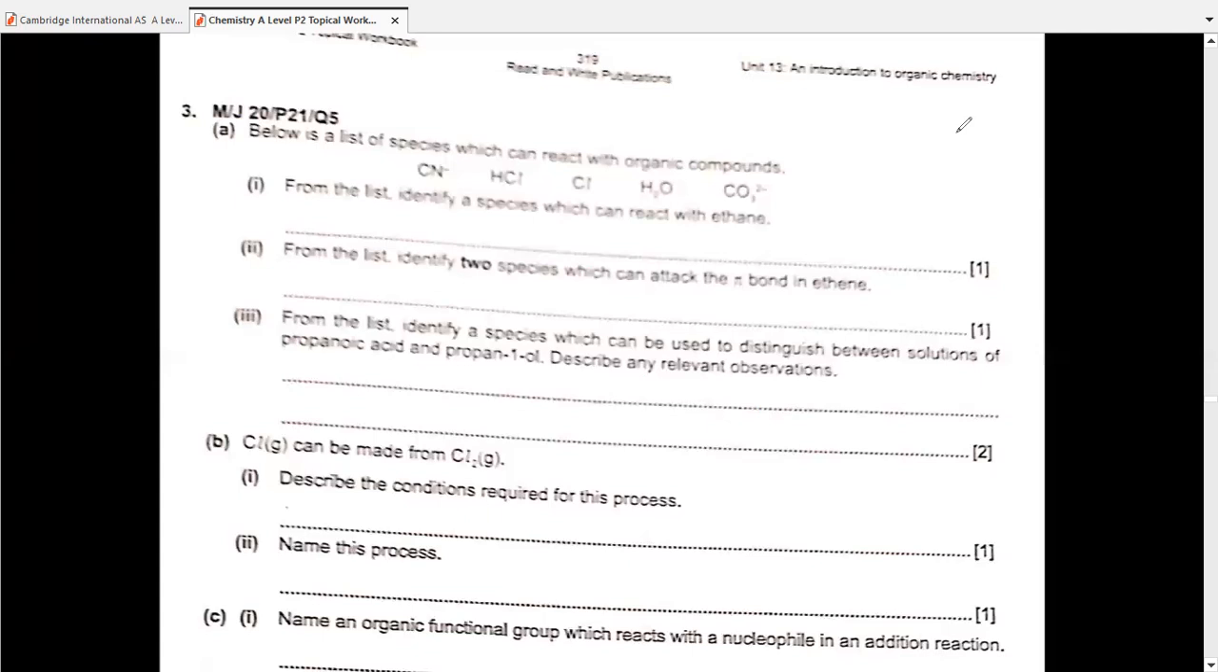Okay, a chlorine atom alone cannot do the trick. It has to be Cl2. So that's not an option. Water will dissolve both. Again, not an option. So then HCl. What would that do? Substitution of the alcohol. And what would be the observation?